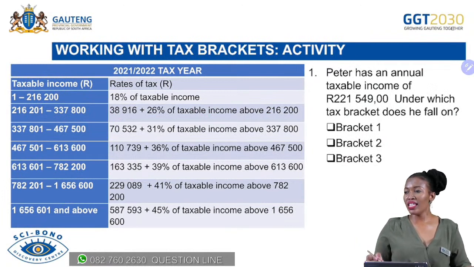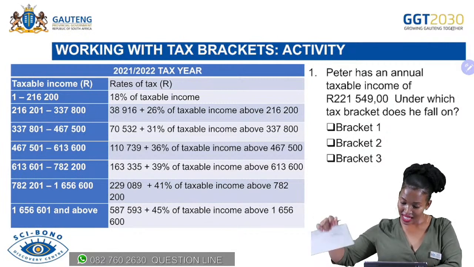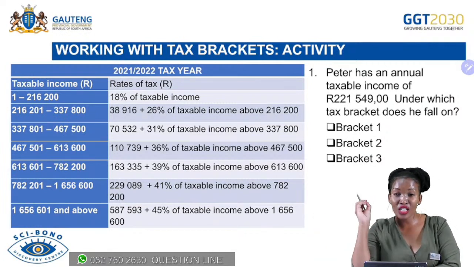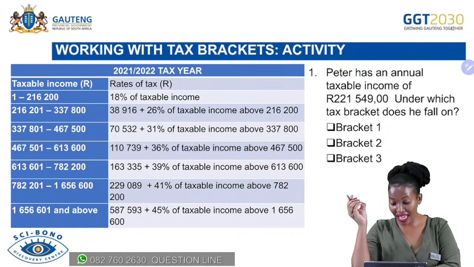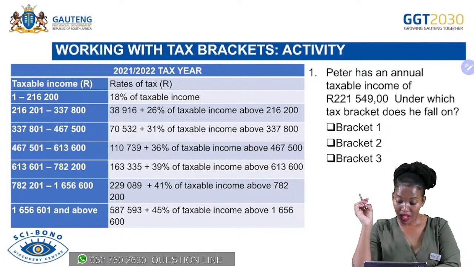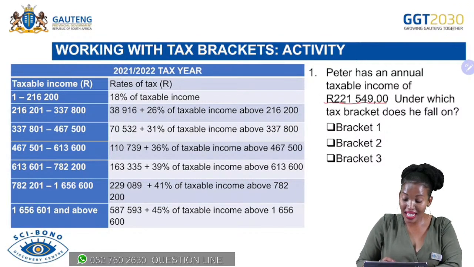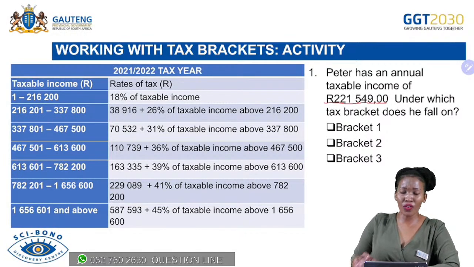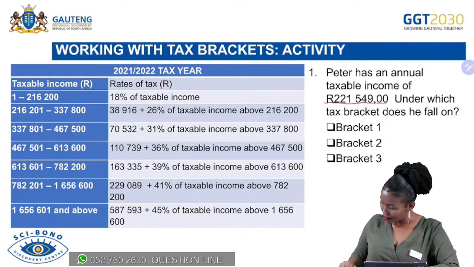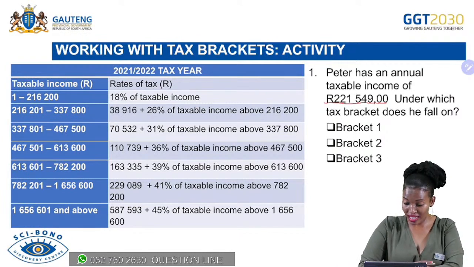And then let's look at this example, guys. Example 1. They say Peter has an annual taxable income of 221,549. Now the question is, under which tax bracket does he fall? So guys, you have this amount, 221,549, and then you must decide under which tax bracket. Guys, I want you to try this one. I'm not going to give you that much time, so I hope you've got the answer now.